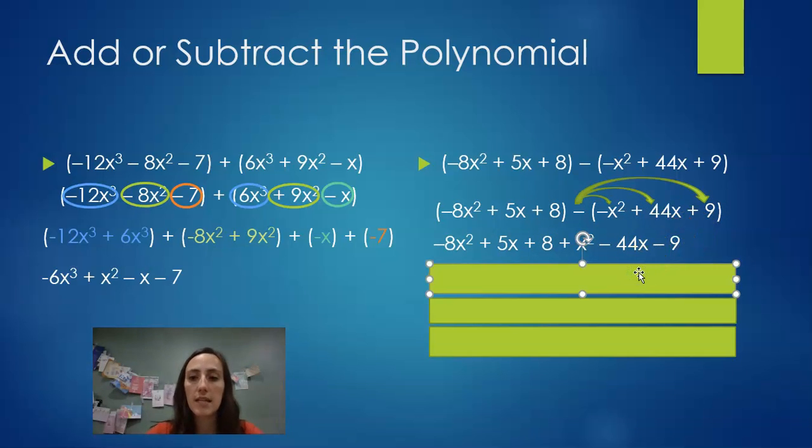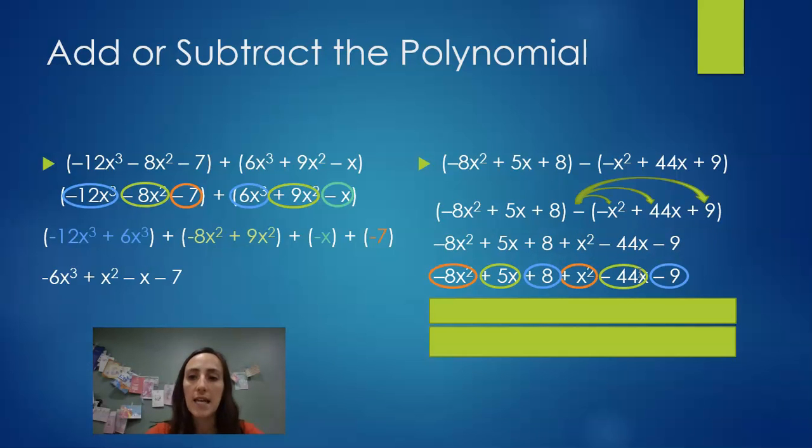From here, I'm going to do the same step I did to the left. I'm going to identify like terms. My x squared terms I have in orange. My x terms I have in green. My constant terms I have in blue. I want to go ahead and put them together.